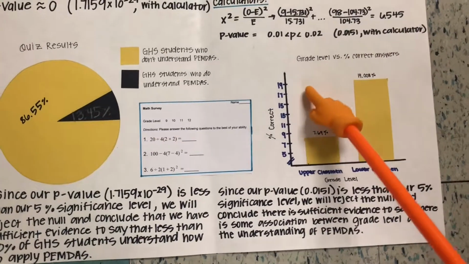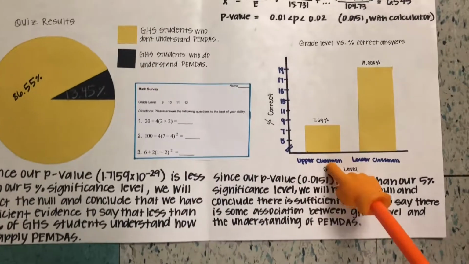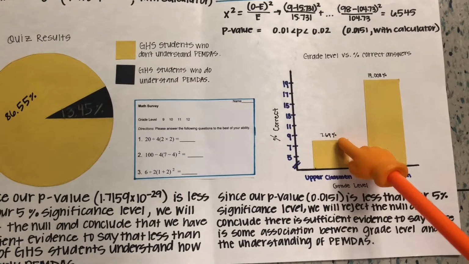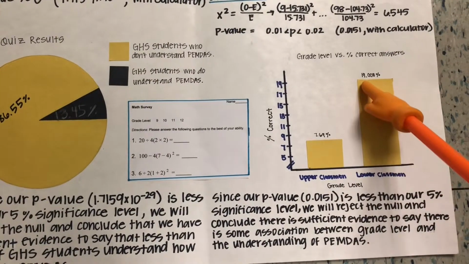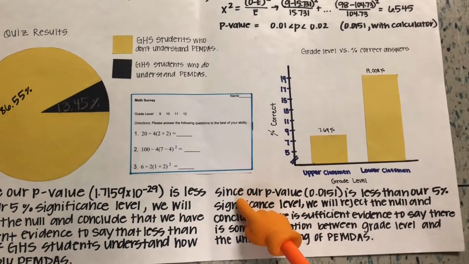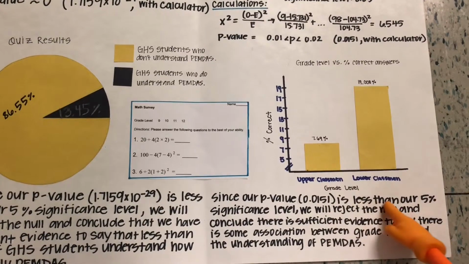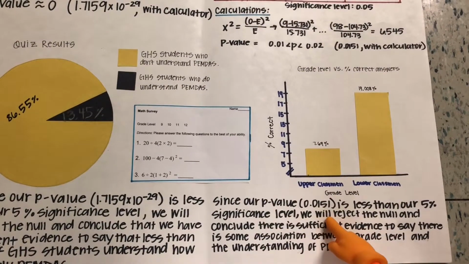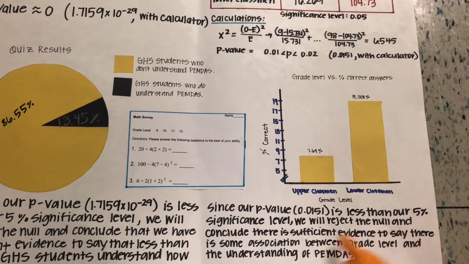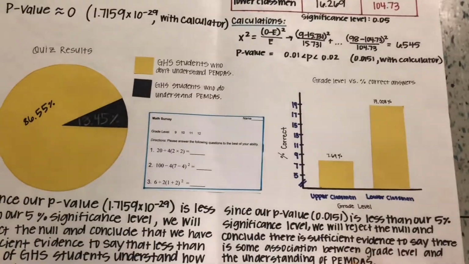This graph shows grade level versus correct answers. You can see that upperclassmen only had 7.69% answers correct, while lowerclassmen had higher at 19.008%. In conclusion, since our p-value 0.0151 is less than our 5% significance level, we will reject the null and conclude there is sufficient evidence to say there is some association between grade level and the understanding of PEMDAS.